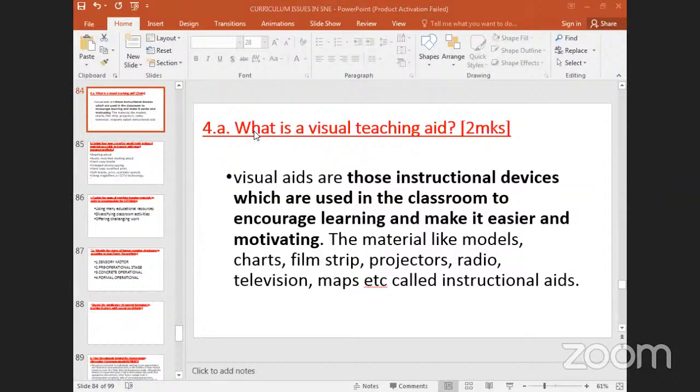We talked about the visual teaching aid, and I want us to look at the possible answers. And we are saying that there are those instructional devices which are used in the classroom to encourage learning and make it easier and motivating. I also want to say that it is not necessary that visual teaching aids be only used in the classroom alone.